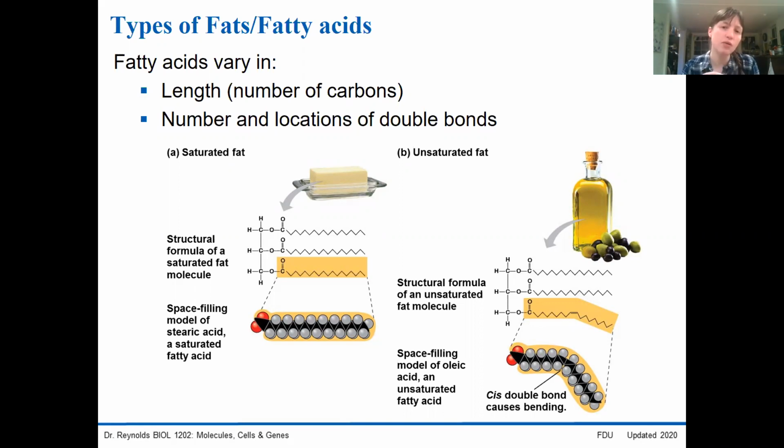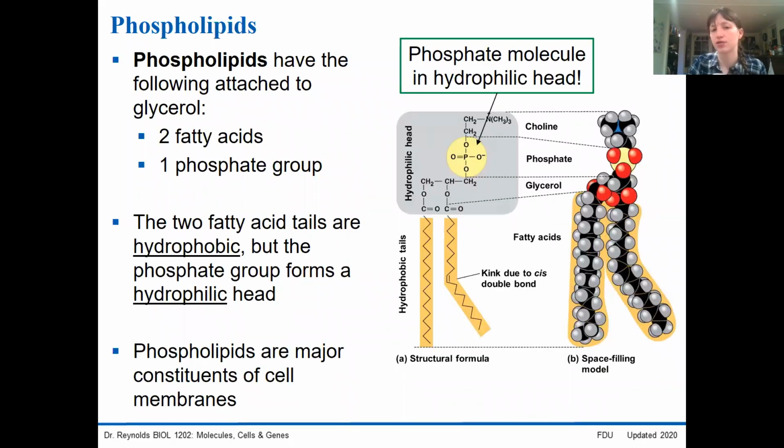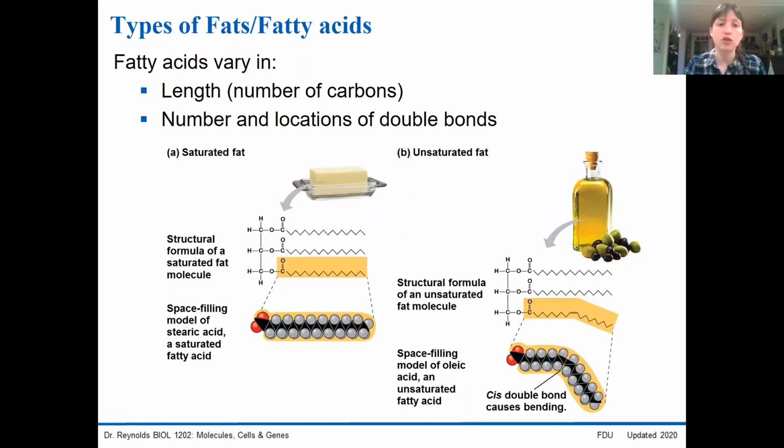That bending that is caused in the unsaturated fatty acid tail creates an additional shape. And in actuality, that shape is very important. When you have unsaturated fatty acid tails in a phospholipid, they create space between the phospholipids of membranes. That allows those membranes to become a little bit more liquidy. You see this when you look at butter versus olive oil. Butter is going to be solid at room temperature because it's a saturated fat. But unsaturated fats like olive oil are going to be liquid at room temperature.